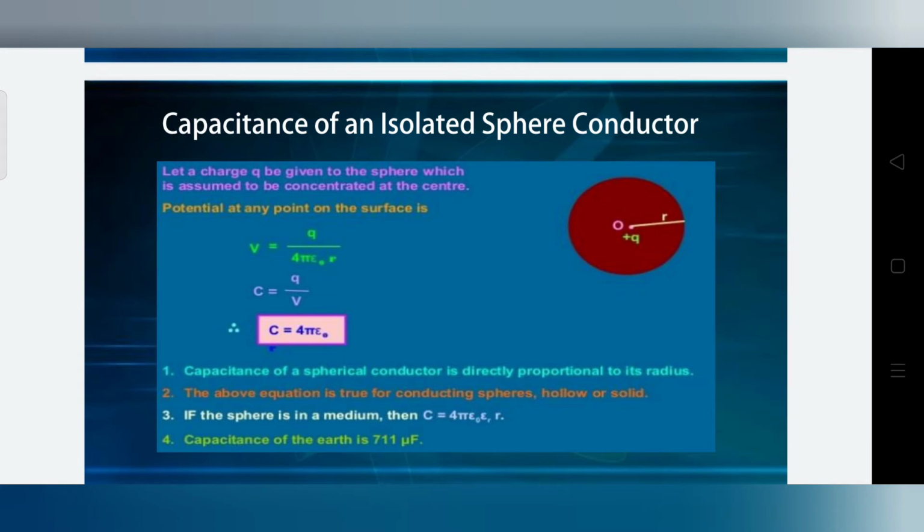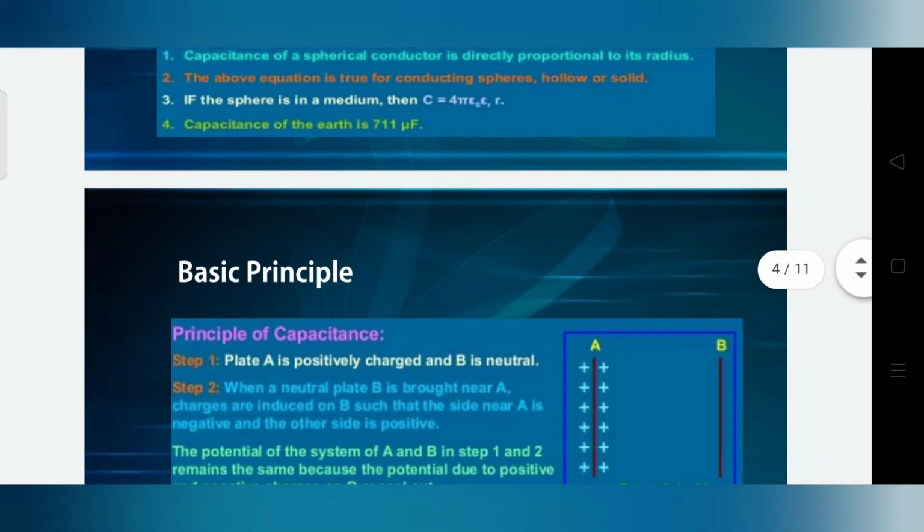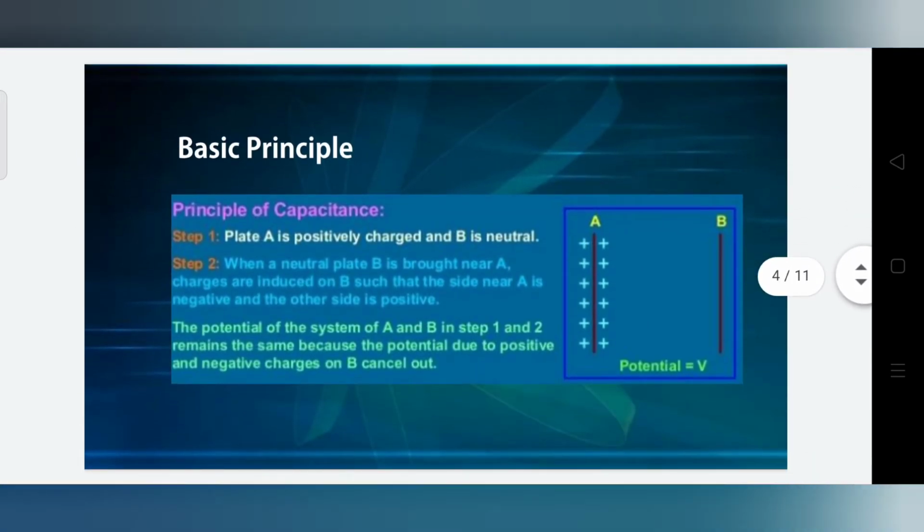If the sphere is in a medium, then C is equal to 4 pi epsilon naught epsilon R into R. And then the capacitance of the earth is 711 microfarad.